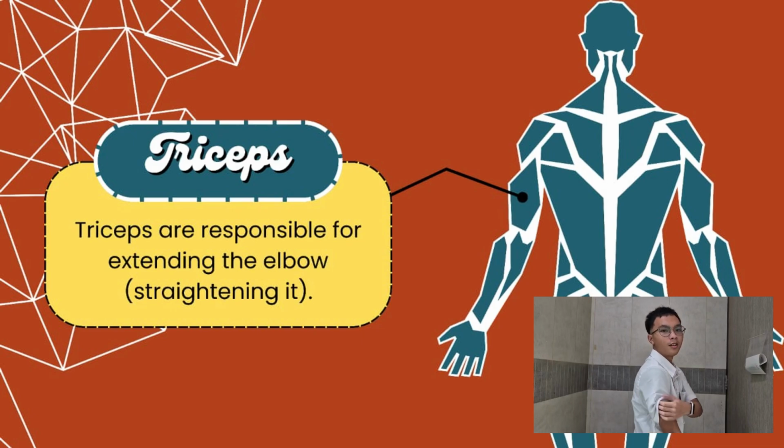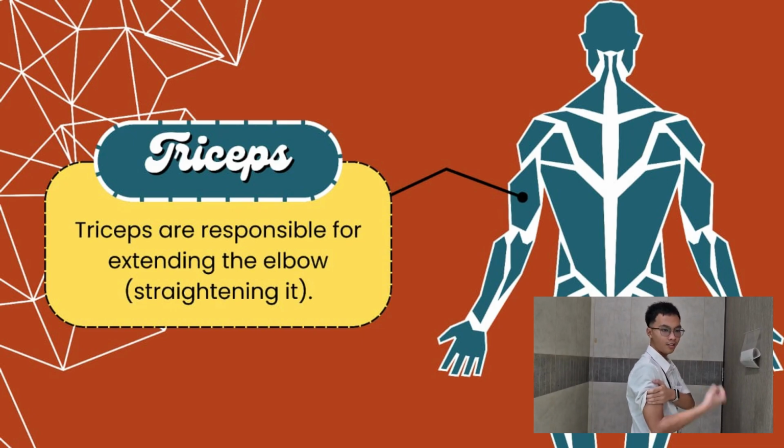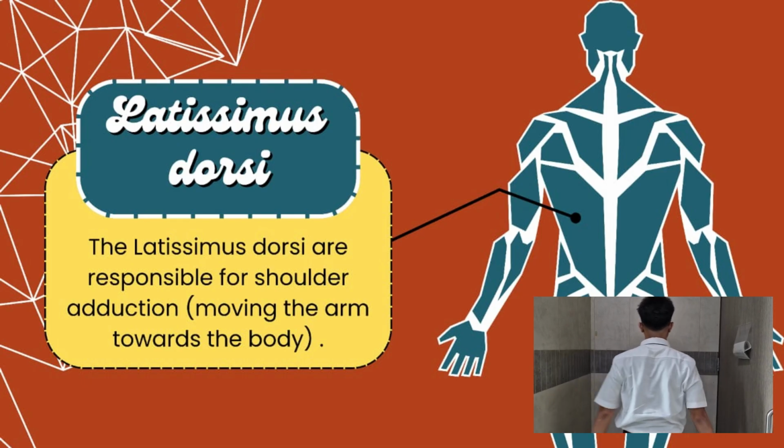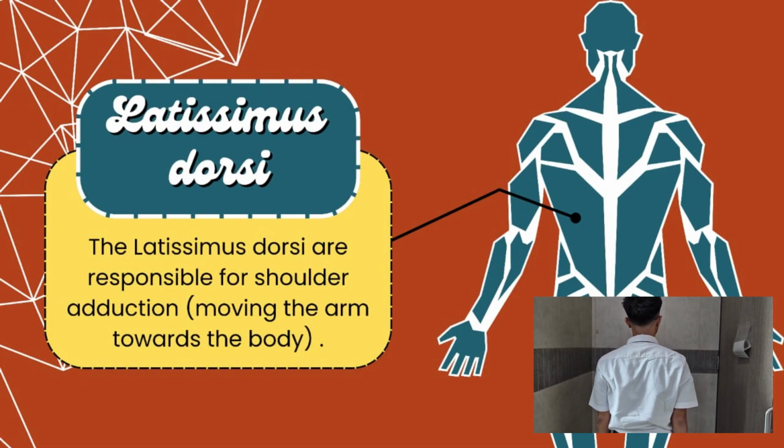This is the tricep. So the tricep is responsible for straightening our elbow, for example like this. And then last one, this is called latissimus dorsi. So latissimus dorsi is responsible for adduction of our shoulder. For example, like this. Done.